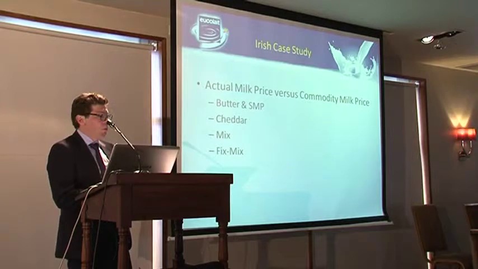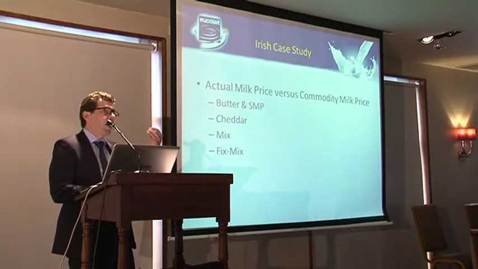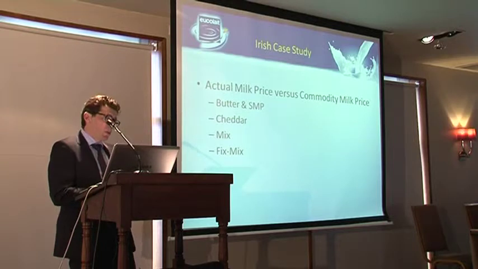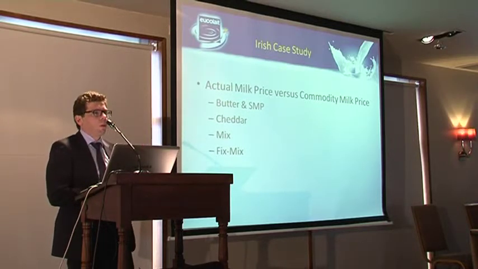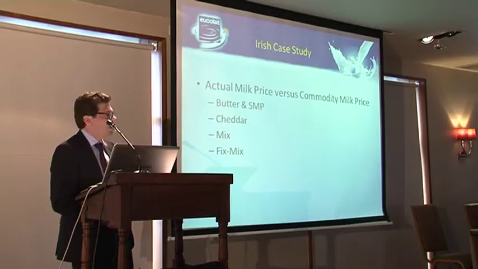And so I used a couple of series. I used a series with butter and skim milk powder as the commodities that determine a milk price. I used a series with cheddar that determined the milk price. I used a series with a mix of both, and then I finally used what I call a fixed mix, where part of your milk price is fixed and part of your milk price follows a mix of commodities.